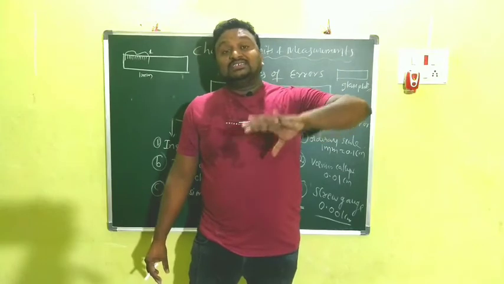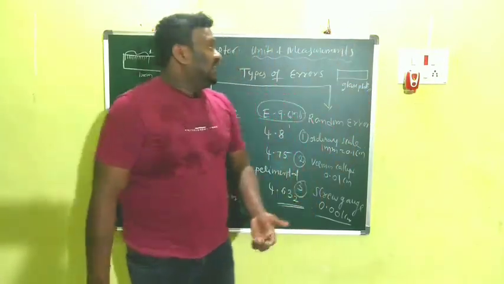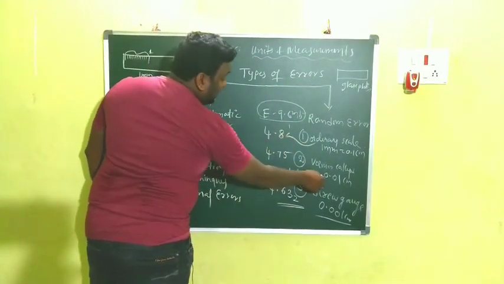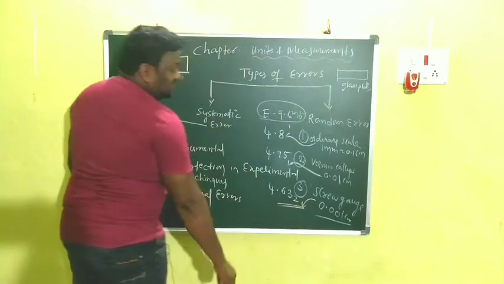So by taking the different instruments, after conducting the experiment, we get values like this. For the ordinary scale, 4.8. For vernier calipers, 4.75. And for the screw gauge, 4.632.